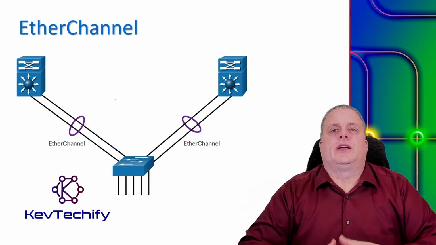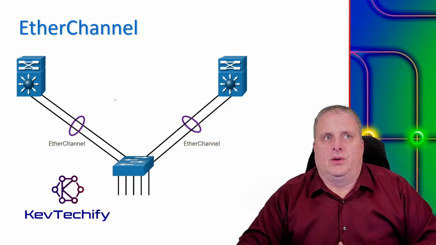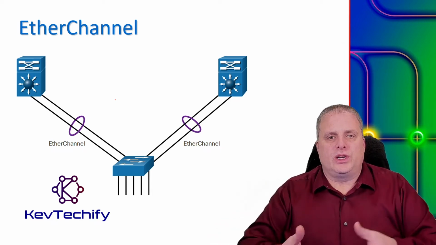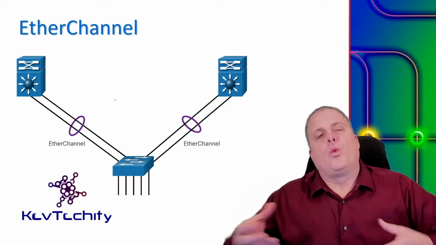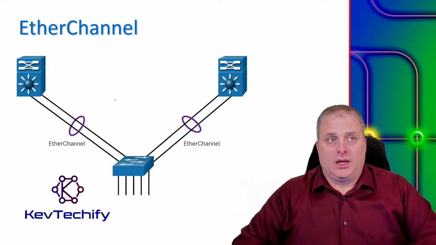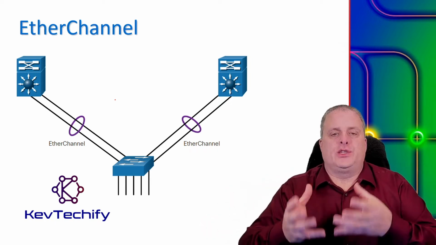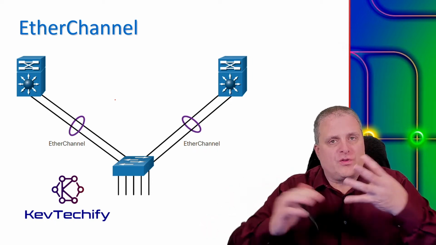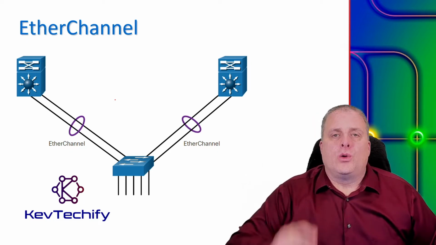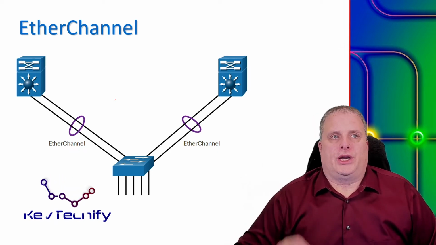EtherChannel was a technology that was developed by Cisco. It enables the switch to have multiple layer 2 connections look like one logical connection. It's a virtual interface, and it's called a port channel. So when we combine all those physical connections together, we create something that's called a port channel.